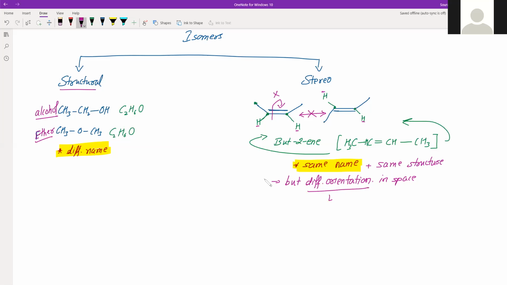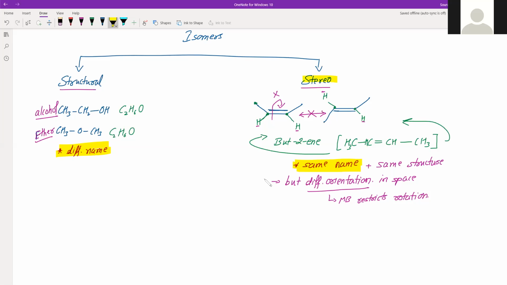In this case, it is possible. Why? Because there is a double bond, and these multiple bonds restrict rotation. So it is not possible for them to change their configuration from one form to another. These structures cannot rotate to interchange, and that's why they are also called isomers, but a different type of isomers. They are called stereoisomers.